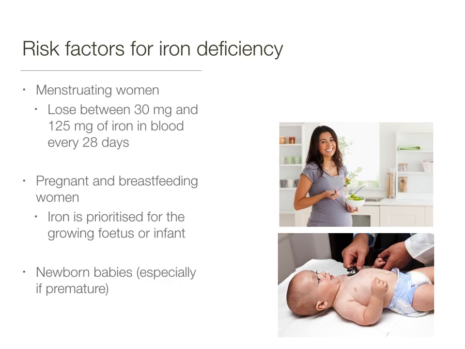Pregnant and breastfeeding women are at a greater risk of developing anemia because their iron needs are higher at this time of life. Iron is prioritised for either the growing fetus or their infant child if they are breastfeeding. This leads on to newborn babies also being more likely to suffer from iron deficiency if their mother was deficient during pregnancy.